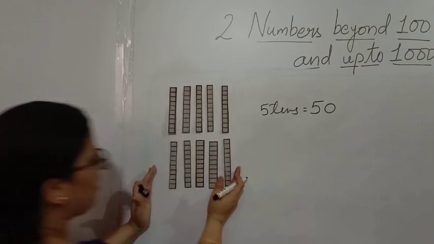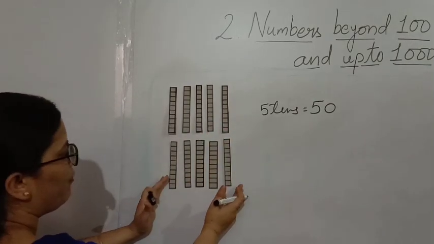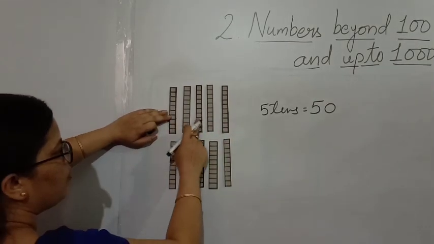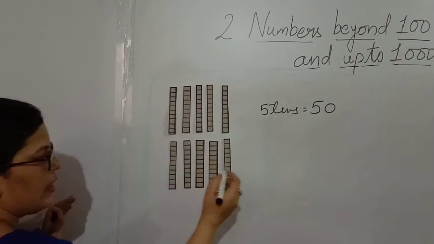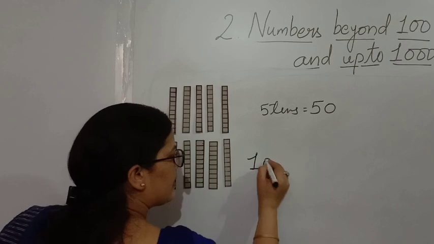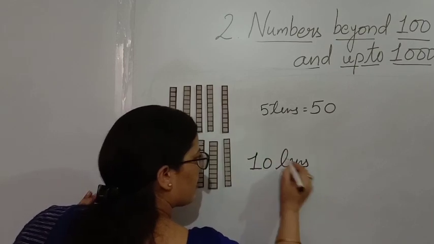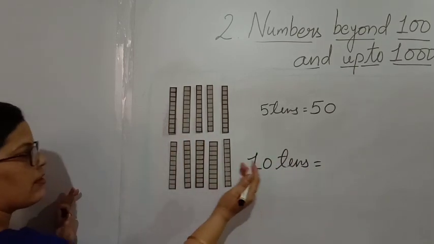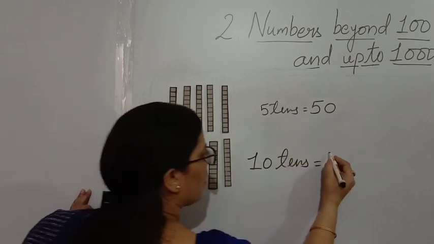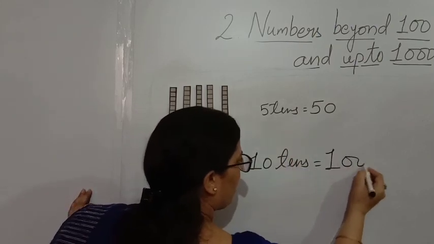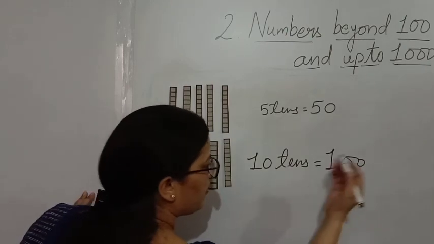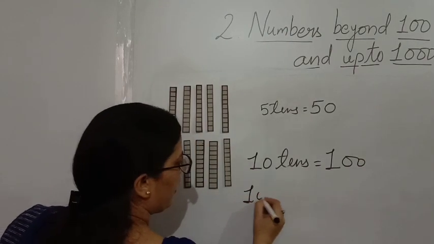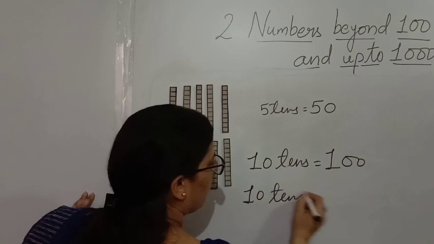Now if 10 strips are there of 10 blocks each. Okay, 1, 2, 3, 4, 5, 6, 7, 8, 9, 10. How many tens are there? 10 tens. So 10 tens means 100. Okay, 10 tens is equal to 100.